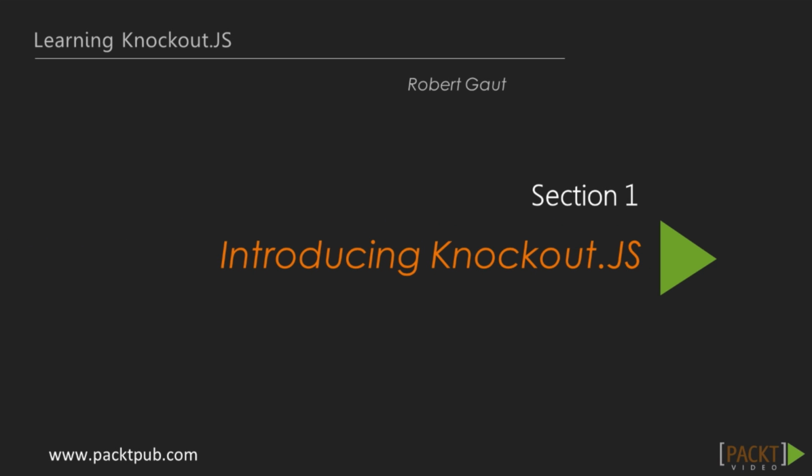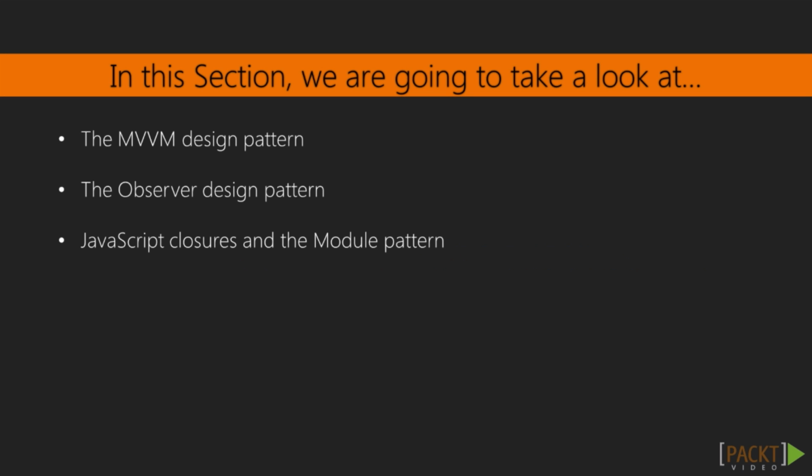In this section, we're going to look at some software design patterns that are used by Knockout.JS, namely the Model-View-ViewModel and observer design patterns. We'll also look at some JavaScript-related design patterns that will set the stage for the code examples and the sample project.